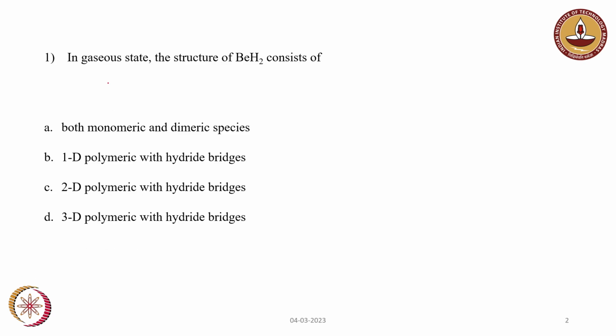So the first question is: in gaseous state, the structure of BeH2 consists of option A, both monomeric and dimeric. B is one-dimensional polymeric with hydride bridges. C is two-dimensional polymeric with hydride bridges, and D is three-dimensional polymeric with hydride bridges. So in gaseous state, BeH2 will exist as both monomeric and dimeric form. In monomeric, it will be in the linear form BeH2.